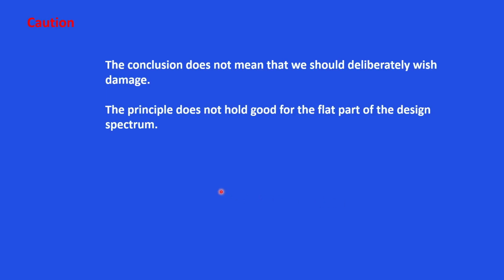So we have to make a caution here. The conclusion does not mean that we should deliberately wish damage in our structure. Not like that. It is just a principle or observation. The principle does not hold good for the flat part of the design spectrum. At the top you have a flat part where it will not work. We have seen this works in the falling parabolic part.